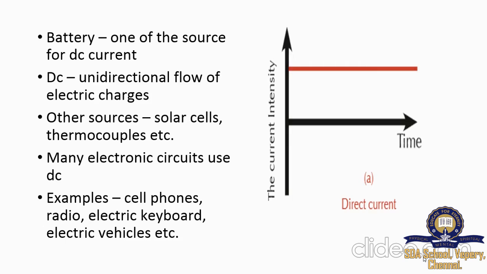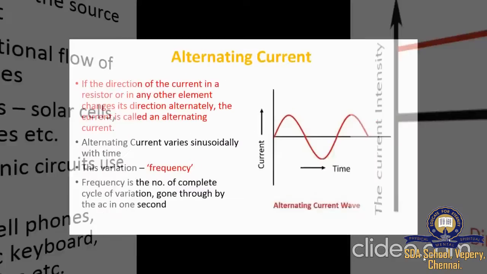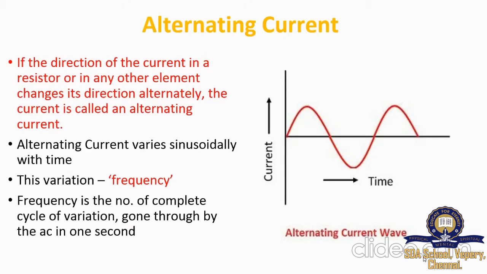And here the graph depicts the direct current as I have already told in the first slide. So for the direct current, it has a constant current. Okay, so many electronic circuits use direct current. Some examples of devices which work on direct current are cell phones, radio, electric keyboard and electric vehicles and so on. Now we move on to the alternating current. As the name suggests, the current gets alternated. So it is not the same as the direct current.